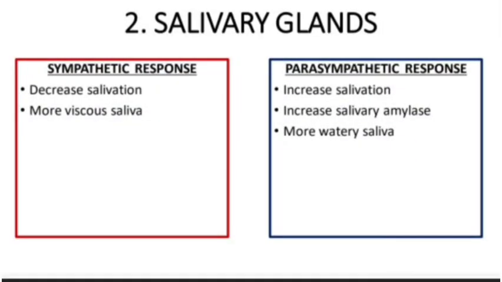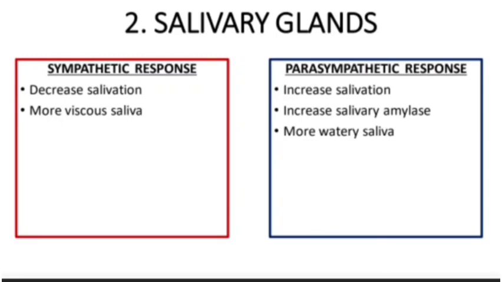Next, we have your salivary glands. So under your sympathetic response, there is a decrease in production of saliva and therefore more viscous saliva is seen. This is because saliva is partly water, and one way in which your body can conserve water is to decrease the secretion of saliva. So the lesser water content would allow you to have more viscous saliva. This is the reason why you tend to have a dry mouth during stressful or emergency situations.